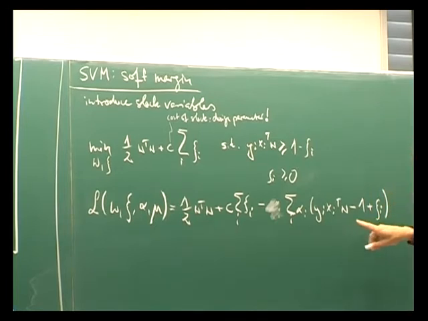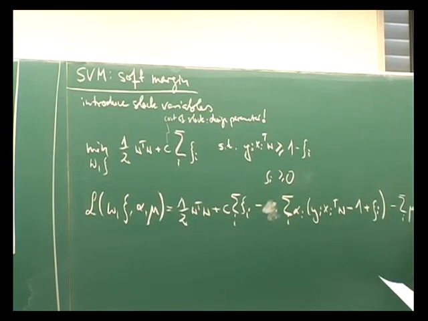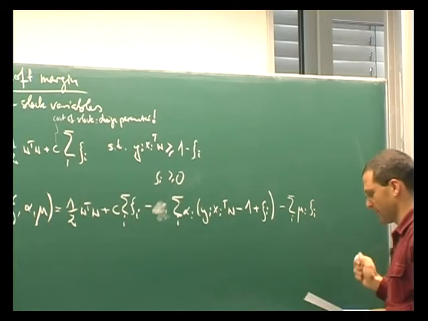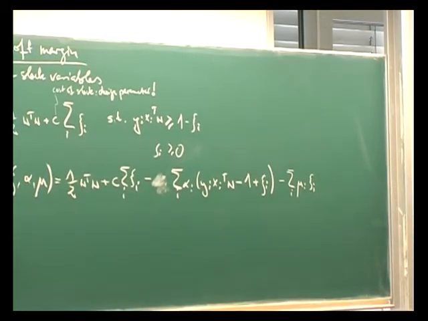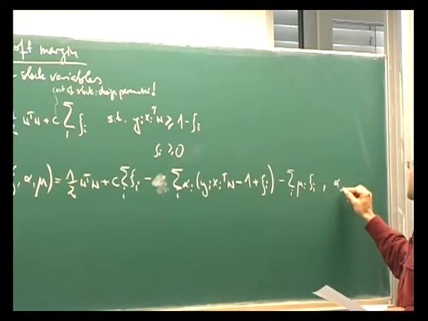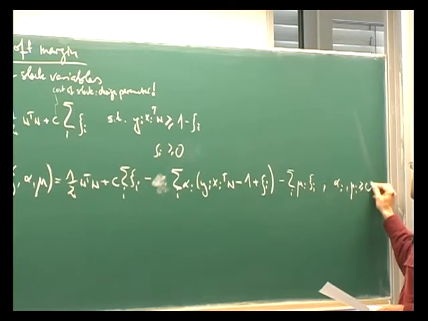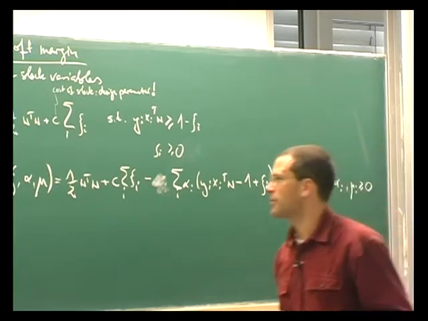Okay, this is what we've seen before, except that we now have relaxed this constraint, and now we need this additional Lagrange multiplier for this additional inequality constraint. And here both alpha and mu should be larger than or equal to 0.